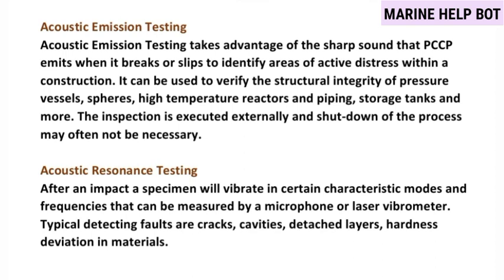Another test is acoustic resonance testing. After an impact, a specimen will vibrate in certain characteristic modes and frequencies that can be measured by a microphone or laser vibrometer. Typical detectable faults are cracked cavities, detached layers, hardness deviation in material. In acoustic emission testing, we are measuring the sound wave. In this one, we measure the vibration of the specimen. So this is how we do these both tests.